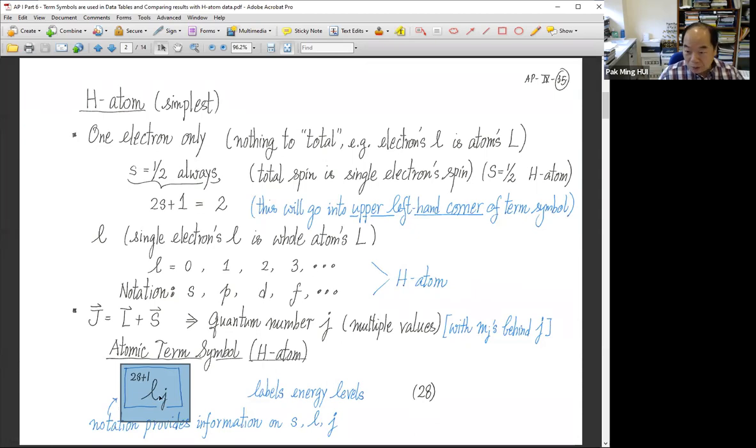But there is one twist. Instead of giving you the number value of L, this L is represented in the traditional way. L equals 0 is an S, which can be confusing. This S is not the spin, this is L equals 0. Then 1 will be a P, 2 will be a D, 3 is an F, and so on. So this is the term symbol, basically giving us this information that we know already. That's how we label things.